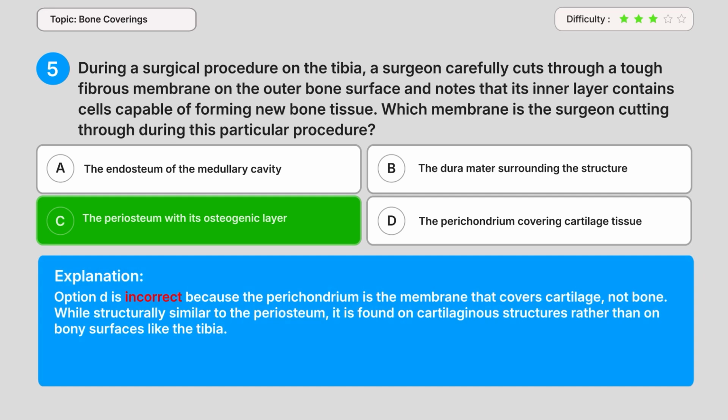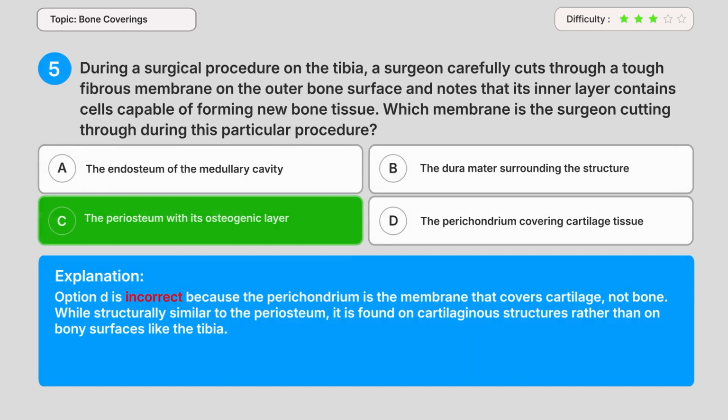Option D is incorrect because the perichondrium is the membrane that covers cartilage, not bone. While structurally similar to the periosteum, it is found on cartilaginous structures rather than on bony surfaces like the tibia. A surgeon cuts through a tough fibrous membrane on the outside of a bone and finds that its inner layer has bone-forming cells. That's the periosteum.